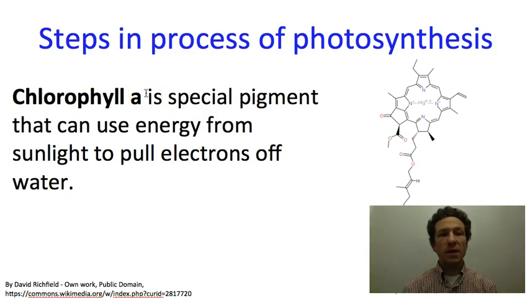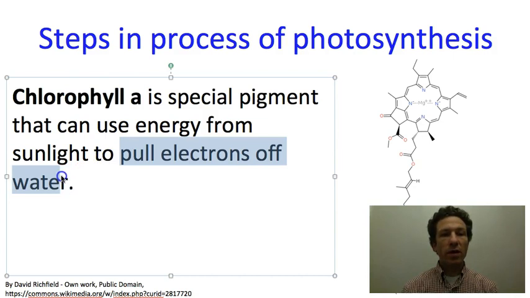And this pigment is special because it is the only one that is able to use energy from light in order to pull electrons off of water and then pass the electrons on somewhere else. And so pulling off electrons from water is super important because those electrons are going to be one of the building blocks for making glucose. The other kinds of pigments are able to capture energy, but they can't do this trick of pulling electrons off water. That means the only thing they can do is pass their energy on to chlorophyll A to allow chlorophyll A to do this trick.